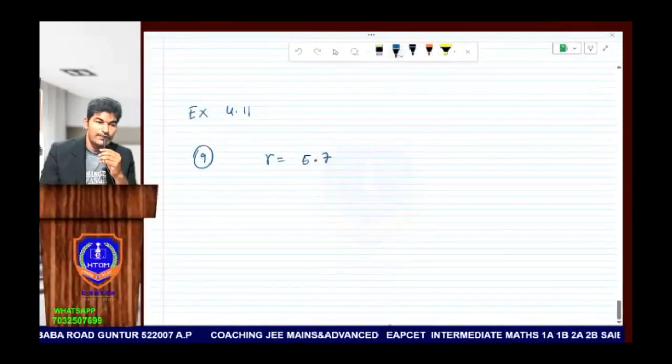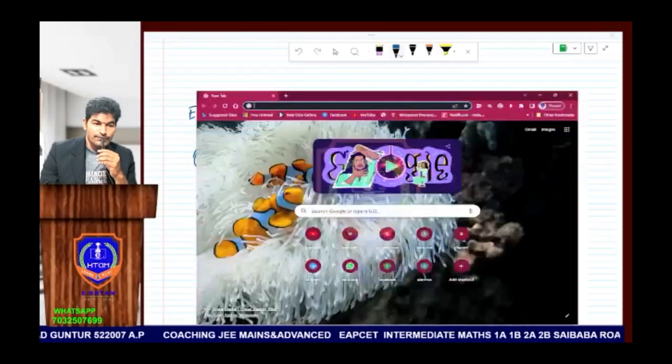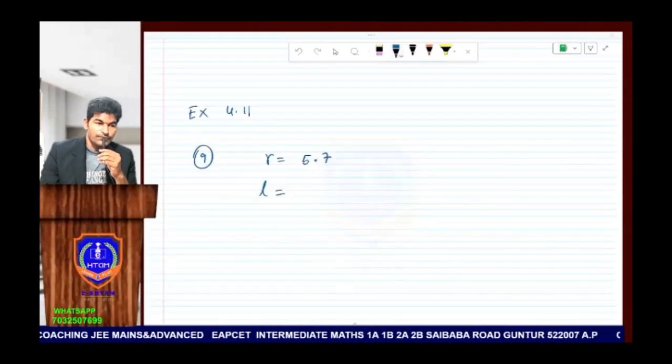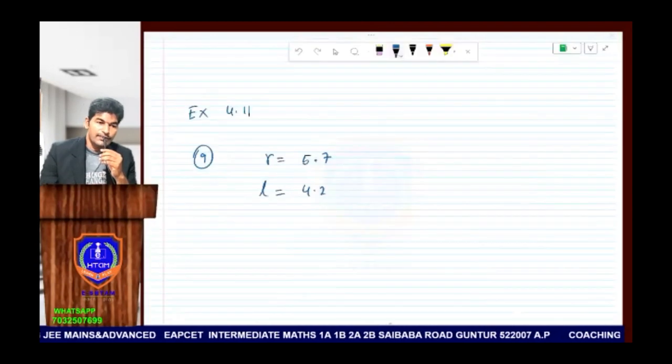Okay, 5.7. And what he said, L equals 4.2. He said the length of the arc. Look at length of the arc, it is always L. Sector is also r. Length of the arc is 4.2. Observe the measurements. Is that the same measurement he gave? Yes, centimeters he said.